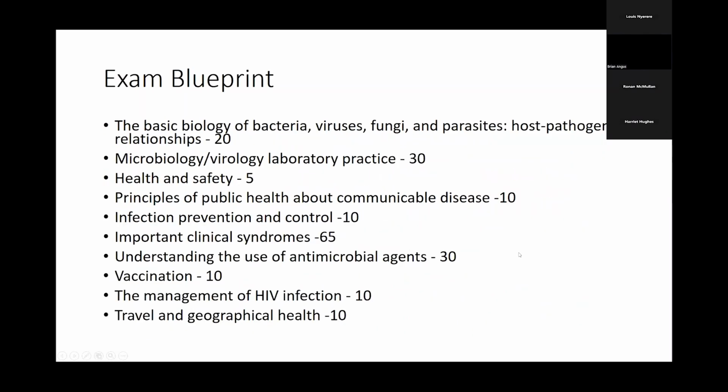So we have a blueprint. So we have a way that we try and make sure there's a balance of things. And this has been decided by the various exam boards. And so within the 200 questions, we want 20 of them at least on basic biology of bacteria. So these are things that are basic science, really, on bacteria, viruses, fungi, and parasites, and the host pathogen relationship. So some of the basic stuff, some of which you might have learned, first of all, in undergraduate, but it's quite important, we think, that knowledge continues.